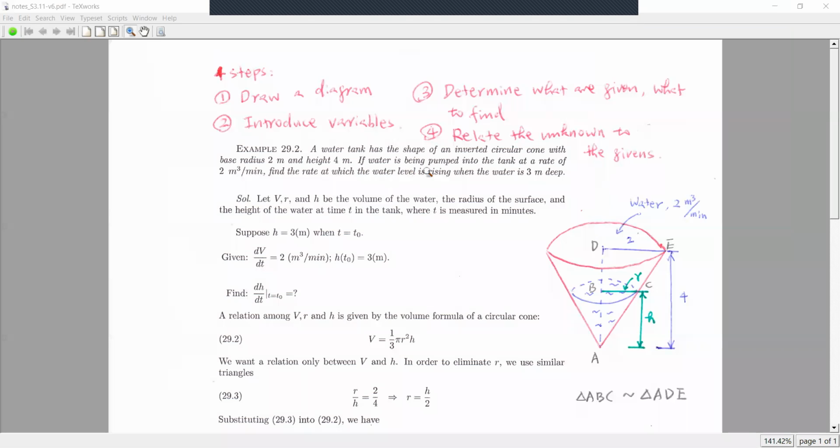To solve the problem, step 1, draw a diagram. Here is the water tank. The shape of the tank is an inverted circular cone. The base of the cone is a circle with radius 2 meters. The height of the cone is 4 meters. Water is entering the tank at a rate of 2 cubic meters per minute.